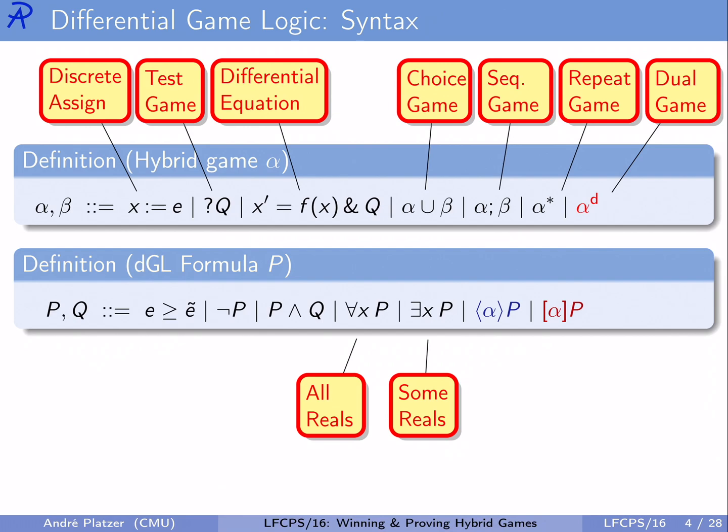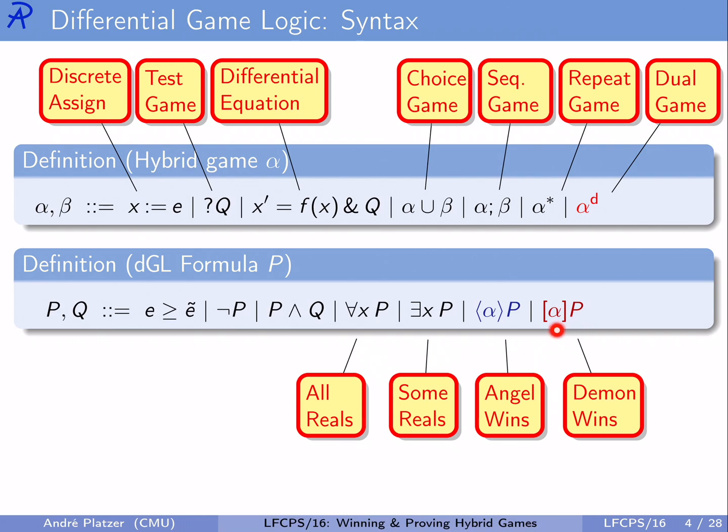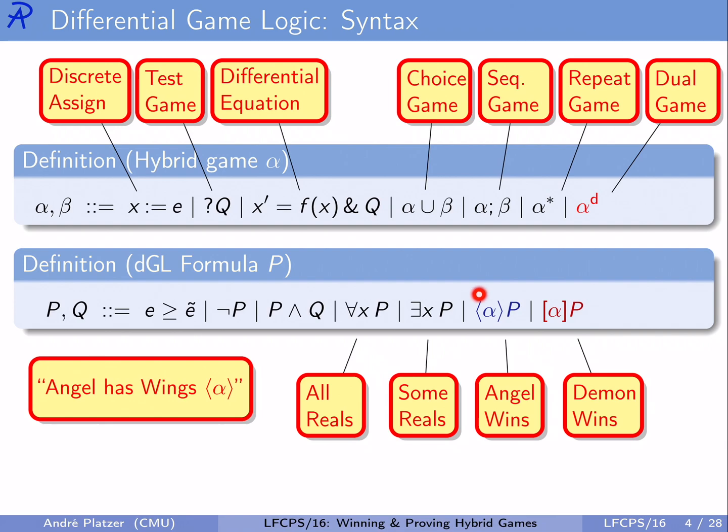And the differential game logic formulas around them start like logic always does, with, for example, arithmetic comparisons, propositional connectives, and quantifiers of the reals still. But most importantly, for every hybrid game alpha recursively built like so, and every differential game logic formula P recursively built like so, alpha diamond P says that Angel has a winning strategy in the hybrid game alpha to reach one of the states in which the formula P is true, whereas alpha box P means that Demon has a winning strategy in the hybrid game alpha to reach one of the states in which the postcondition P is true. Remember again, Angel has this operator because, mnemonic, Angel has wings.